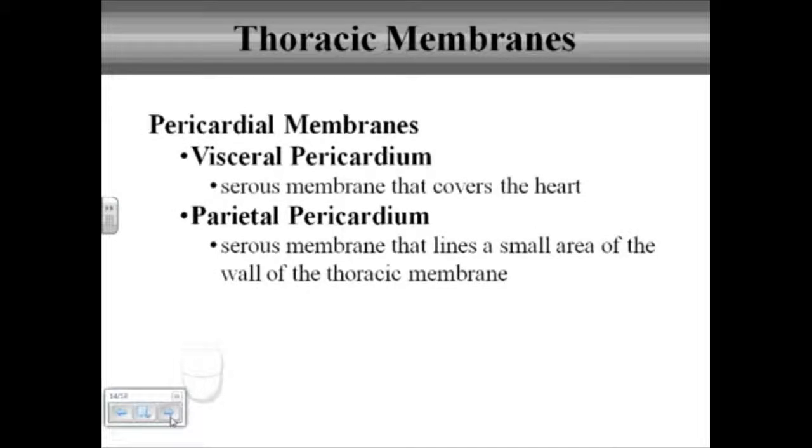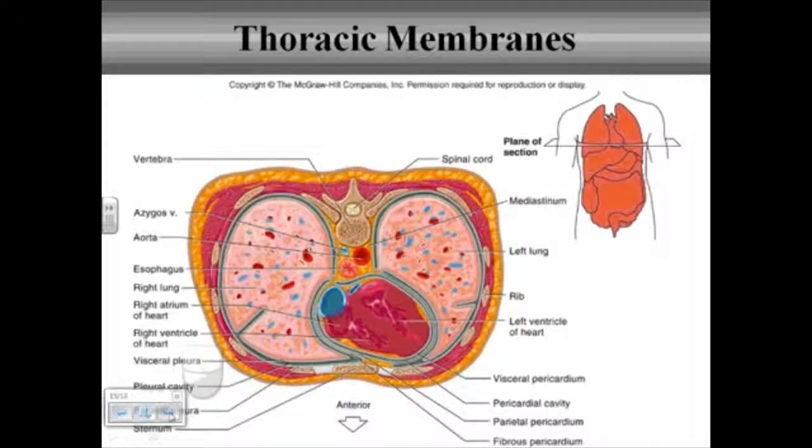In addition to the pleural membrane, we have a pericardial, right? Cardial should automatically make you think heart, and that's exactly what this is. This is going to be those two membranes that are covering the heart. So the visceral is going to wrap right around the heart, versus parietal going to be a small area that's going to buffer it against the walls of the thoracic cavity. So right here, this is a really nice drawing.